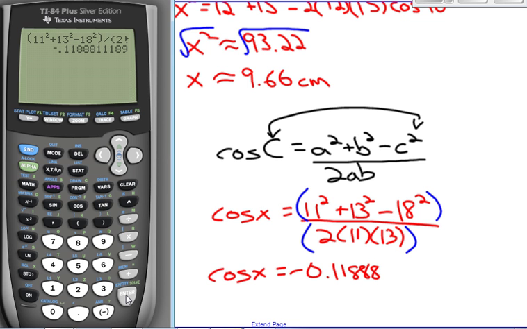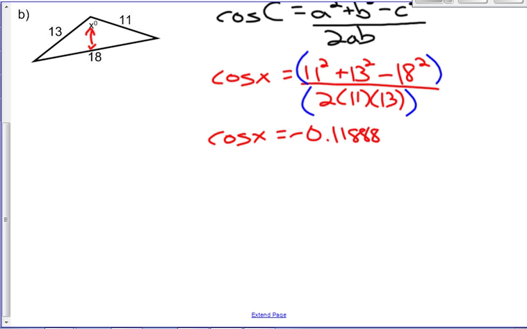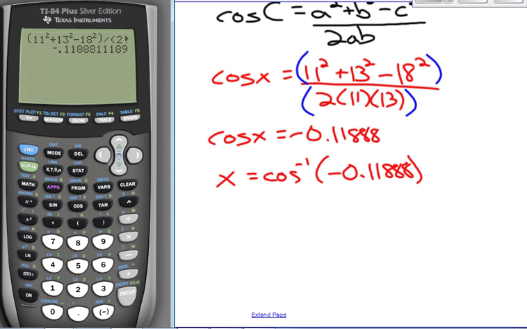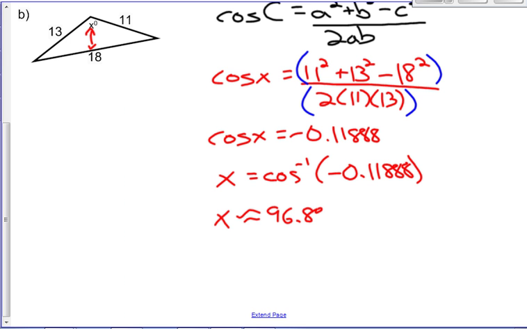In order to find the angle, we need to do the inverse cosine. And rather than type it out again, I'm just going to tell my calculator inverse cosine of the answer you just found. And then it gives me 96.8 degrees. And that looks somewhat reasonable. Again, it's not drawn perfectly to scale, but it's a fairly big angle across from the biggest side.